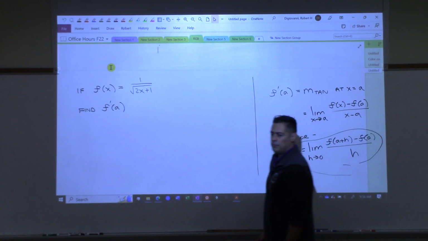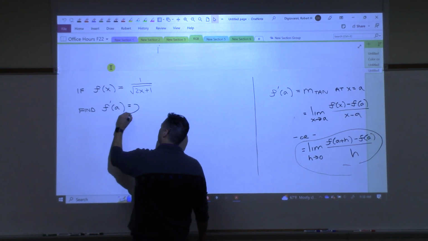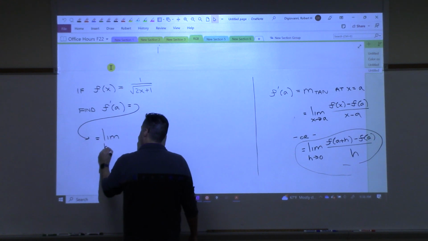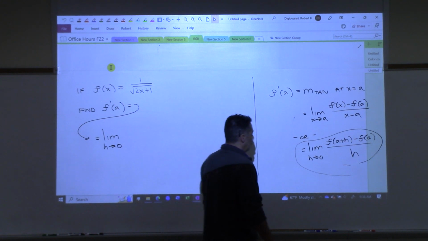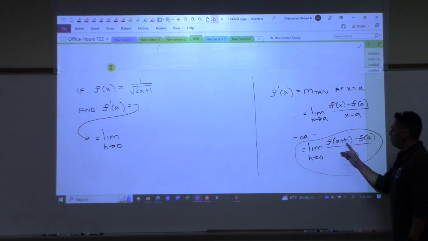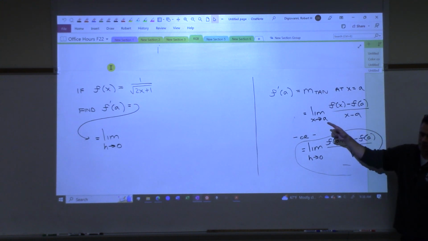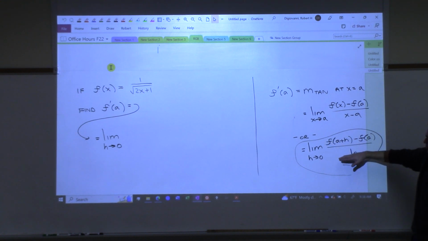So here we go. To find this will be equal to the limit as h goes to 0. All right. What is a for us in this problem? It's kind of a trick question. It's just a, right? It's not a number. I'm not giving you a is 1, right? So we have to leave a. So I'm going to use this formula right here. I don't want to write it down again. Let's just use this formula.